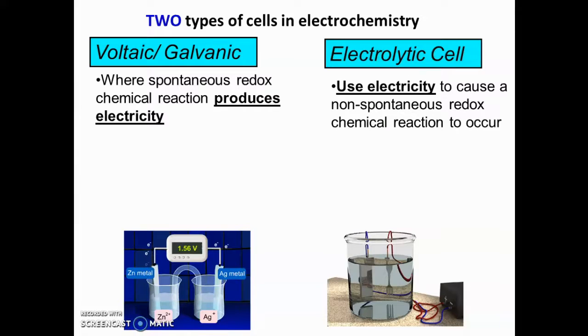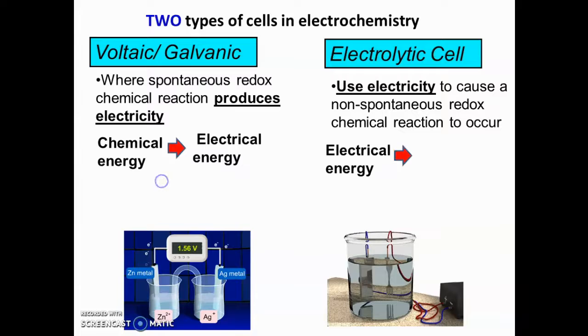For the electrolytic cell, it uses electricity to cause a non-spontaneous redox chemical reaction to occur, meaning that the reduction and oxidation cannot happen on their own. So we use electricity to cause a non-spontaneous redox reaction. For the voltaic cell, the process changes chemical energy to electrical energy. For the electrolytic cell, the process changes electrical energy to chemical energy.